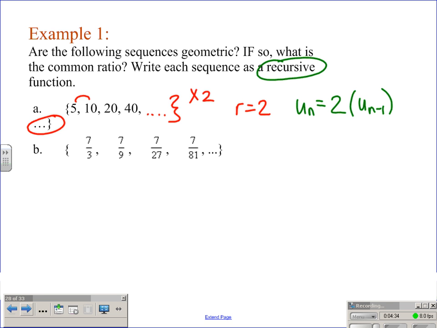Let's try the next one. Okay, so this one you may or may not see quickly. You are multiplying by a third each time. So again, yes, this is going to be a geometric sequence with common ratio of 1/3. And to find the nth term of the sequence, we take our common ratio, which is 1/3, and multiply it by the previous term. And there we have our recursive formula for that example.